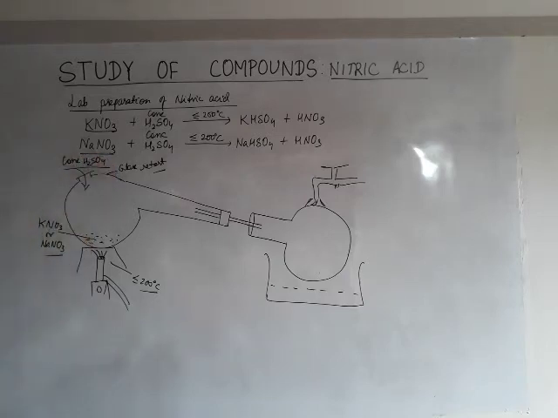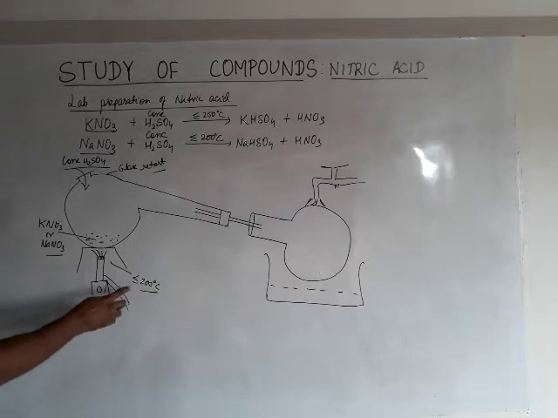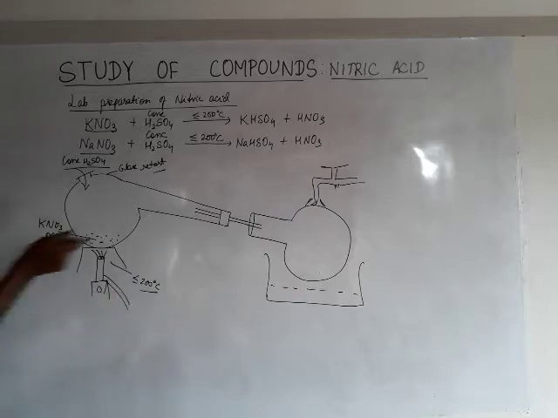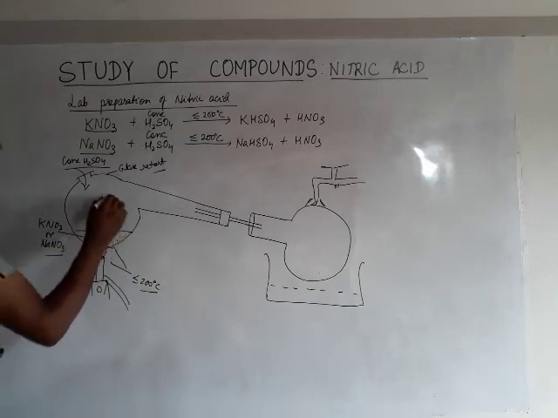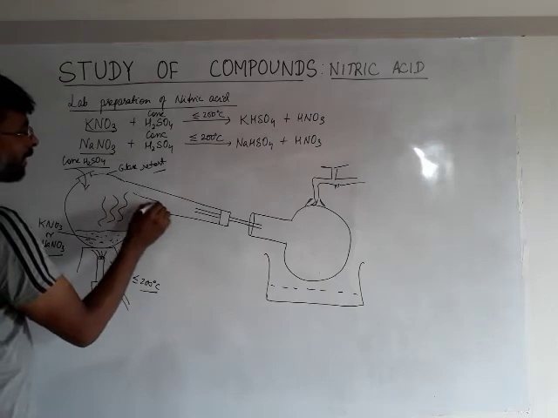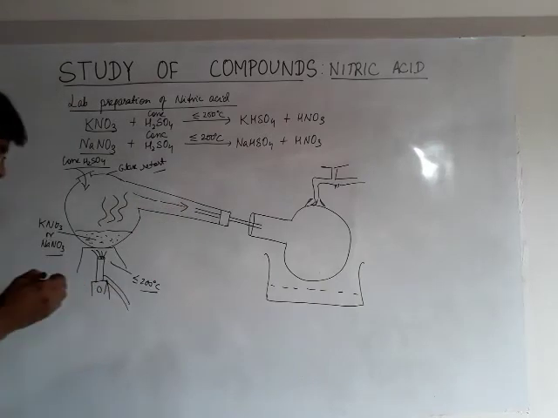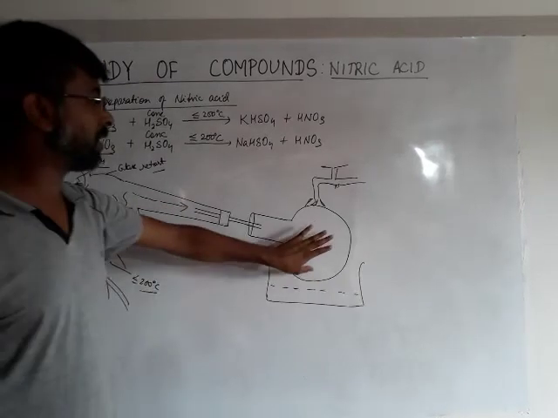And then heat this glass retort from underneath to maintain the temperature less than or equal to 200 degrees Celsius. When this temperature is met, there is a reaction between concentrated sulfuric acid and the potassium nitrate or sodium nitrate, and vapors of nitric acid are formed. The vapors of nitric acid move in this direction and then they enter this receiver over here.